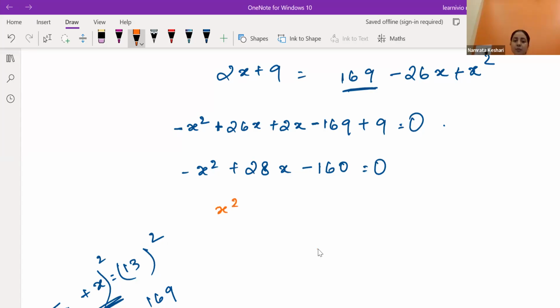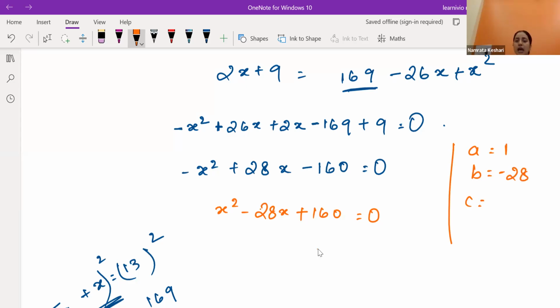It is x square minus 28x plus 160 is equal to 0. Now we find what is a, what is b, what is c. So here we can see clearly a is 1, b is minus 28 and c is 160. We do the multiplication between a and c, and that is 160.